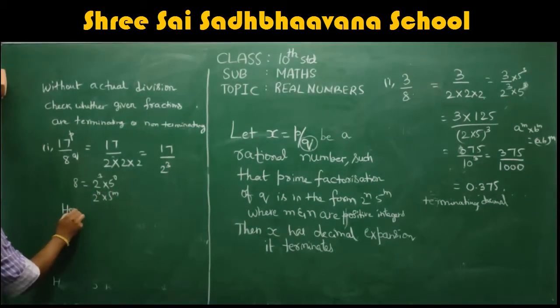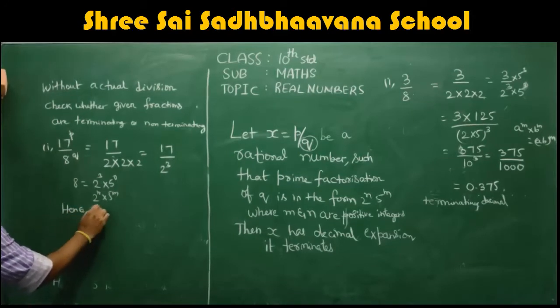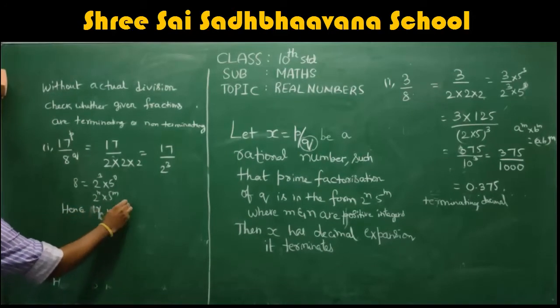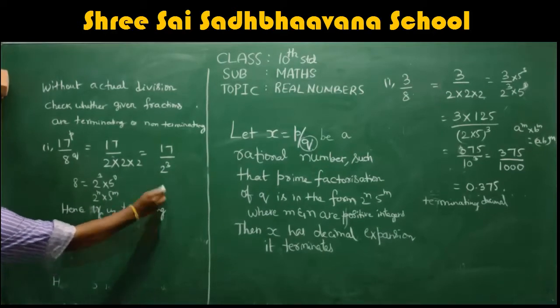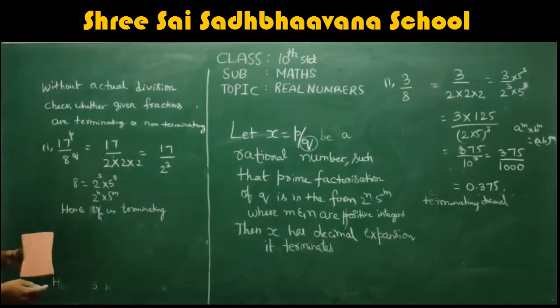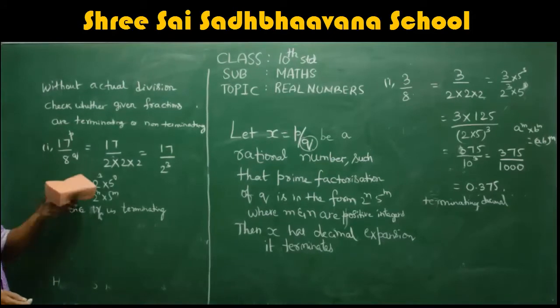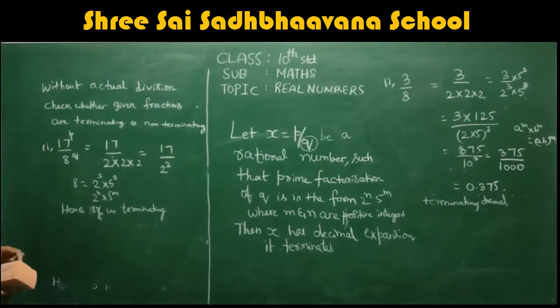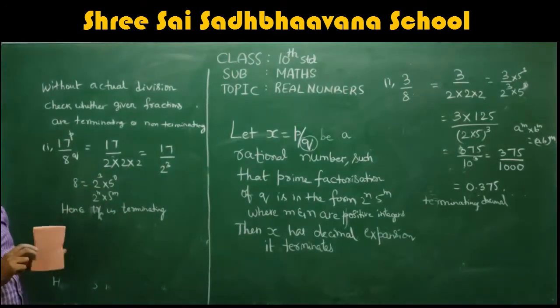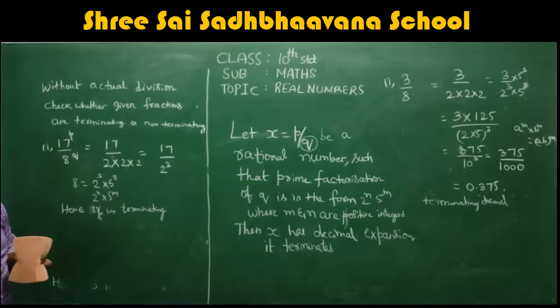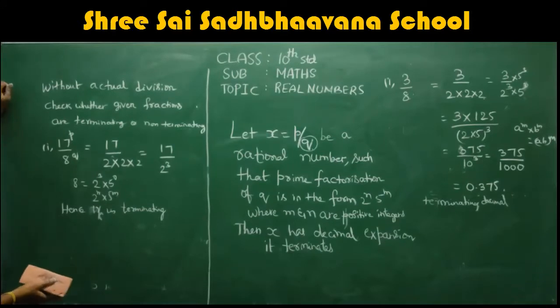Hence 17 by 8 is a terminating decimal. Even if you divide and check, you can get it. But without division we are doing it just by checking the denominator, whether it is in the form of 2 power m into 5 power n. Remember, if you get 2 power 3, it means you can write 5 power 0. That is not wrong, because any number power 0 is 1.